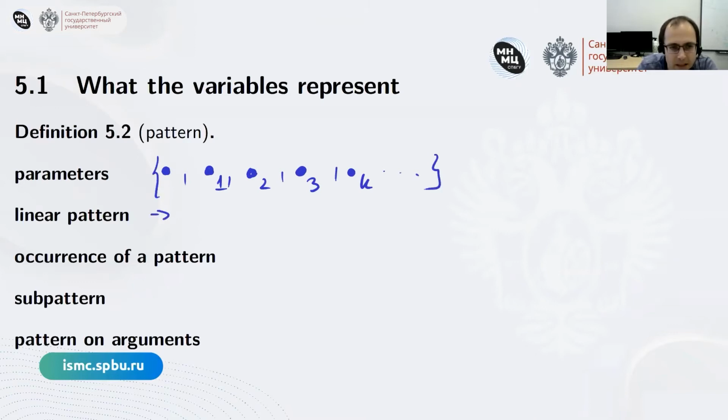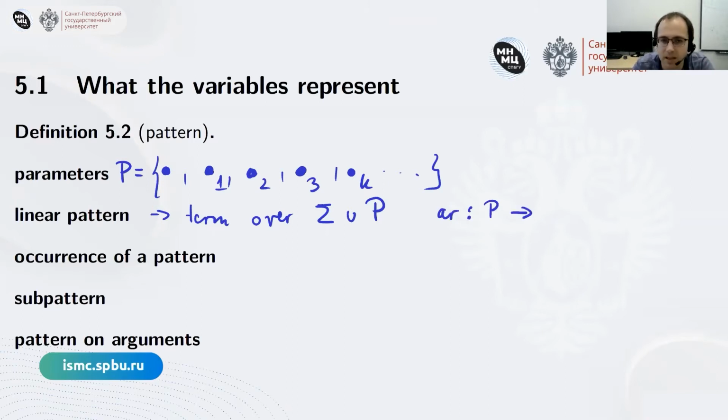And the pattern is a term over the sigma, which is the alphabet, well, the signature from the previous part. Let those parameters be P, together with the set of those parameters, and we extend the arity such that the arity of each parameter treated as a symbol in this term is, sorry, not 1, 0. Meaning that all of them have to be leaves.